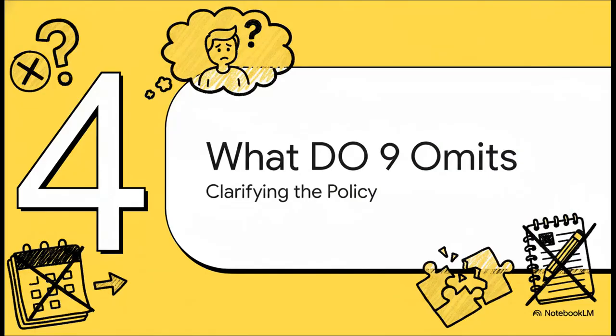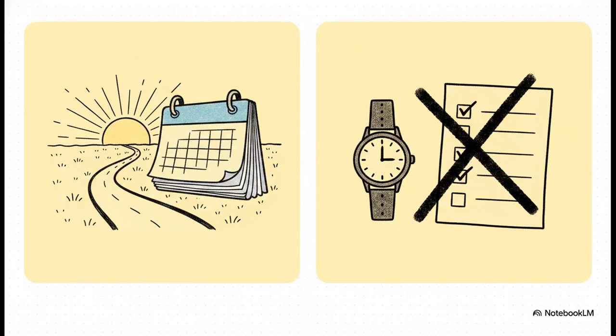All right, Section 4, what DO 9 omits. So here's the crucial point, and I really want to emphasize this. DepEd Order No. 9 is your macro calendar. It strictly dictates when we teach: the dates, the blocks, the 201 days. What it absolutely does not do is dictate your daily class programs. It's not going to tell you how many minutes per day you should spend on math or English. If you're a school head or a teacher pulling your hair out trying to build your microschedule using DO 9, you are definitely looking in the wrong place.